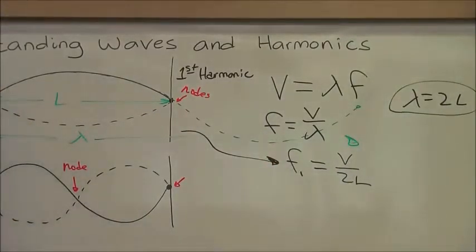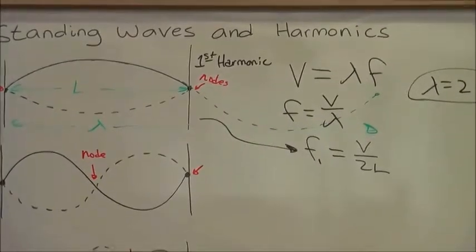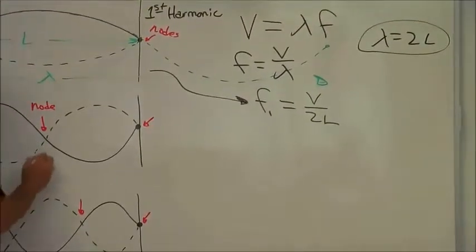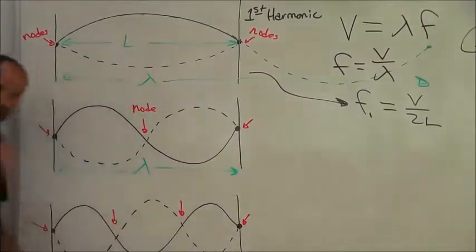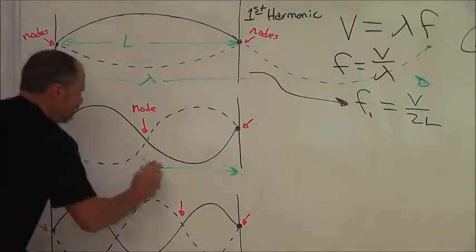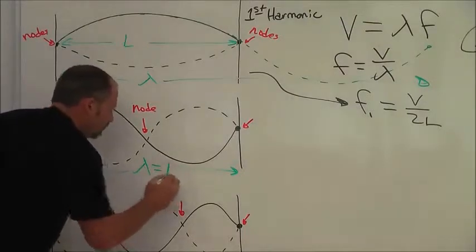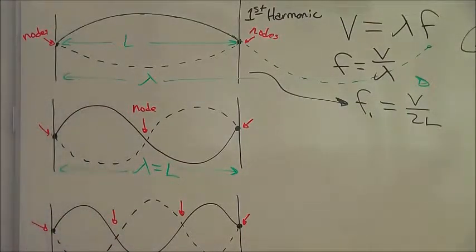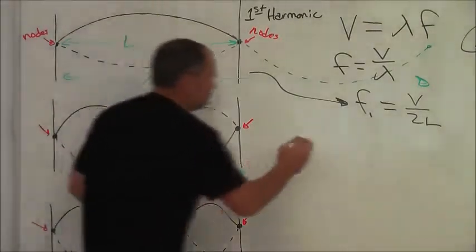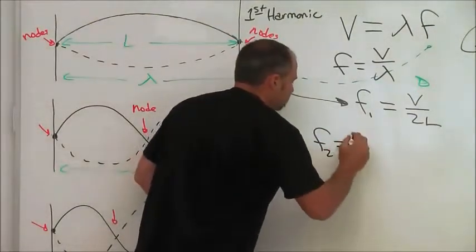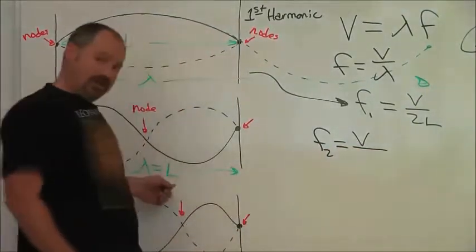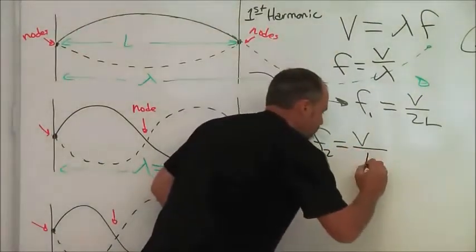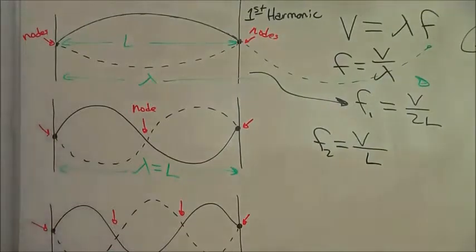Let's attack this guy now. Well, we can see that the wavelength extends from here to there. So we have up, down, that's one wavelength. So here, the wavelength equals the length of the string. So, very simple. For the second one, frequency is the speed over the wavelength, and since the wavelength is also equal to the length of the string, we just have this.